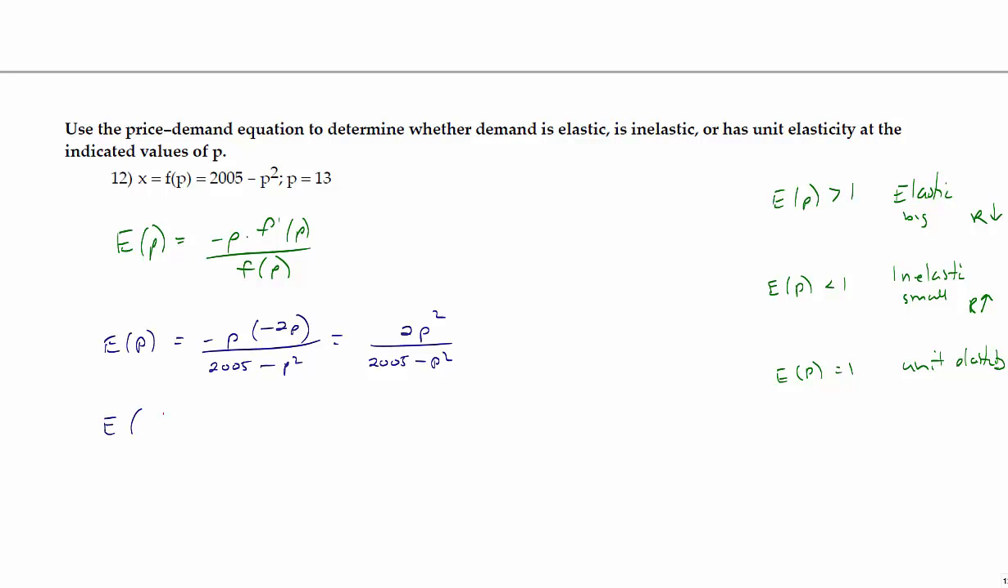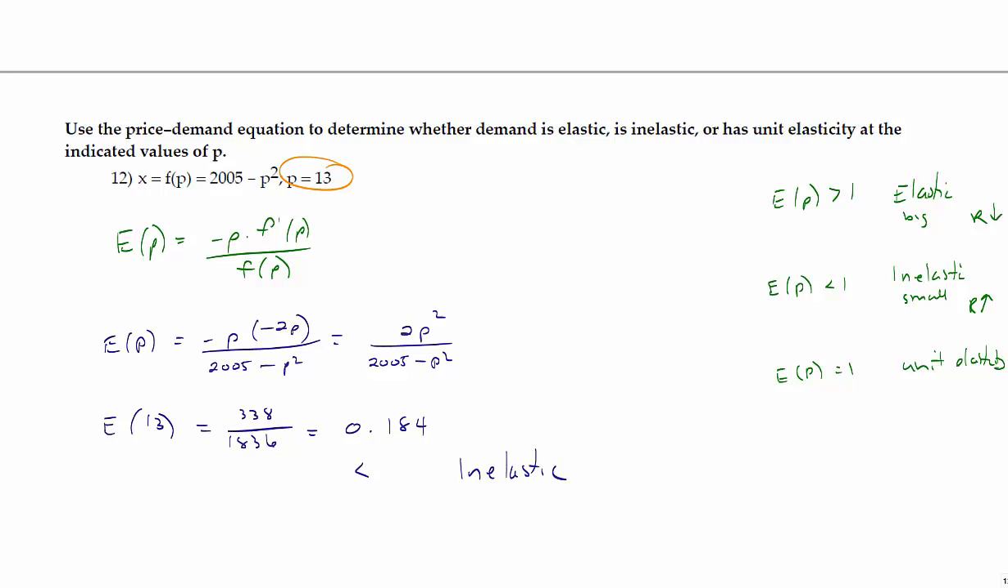Okay, now I have to evaluate it. We're given that the price is 13, so we're going to plug in our 13, so 338, and then in the denominator I get 1836. Well, it's definitely less than 1, but let's see, it's 0.184. Okay, since that is less than 1, we would say it is inelastic.